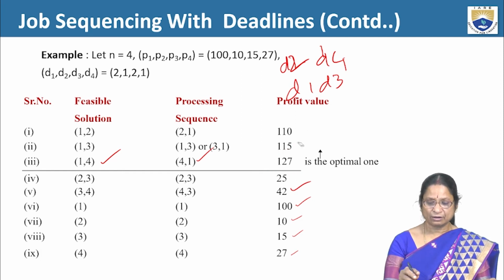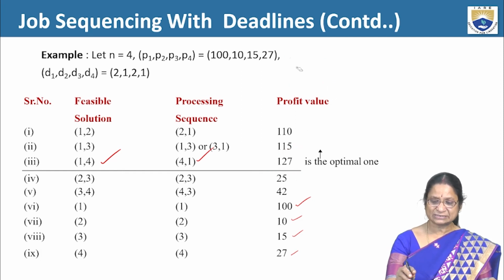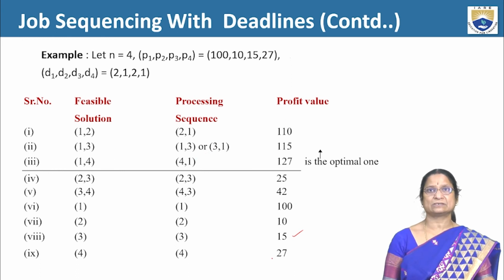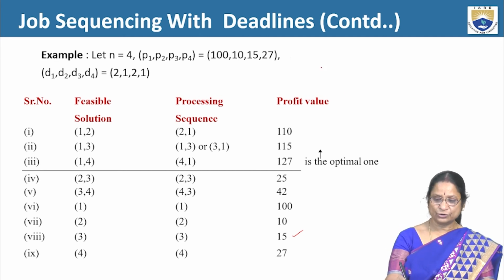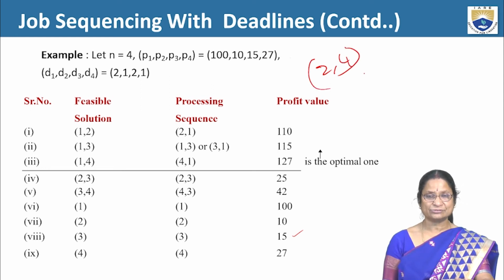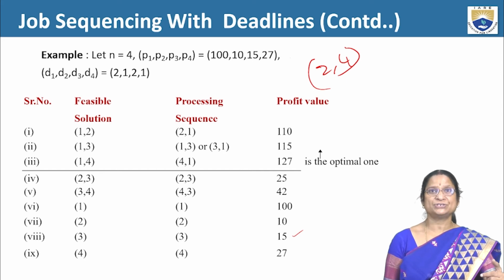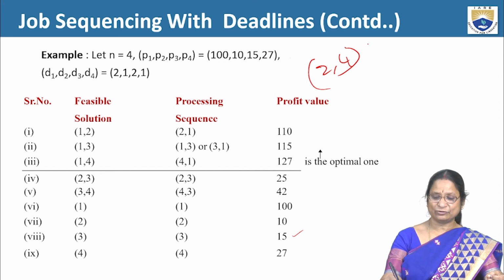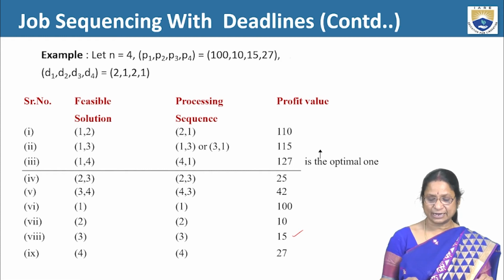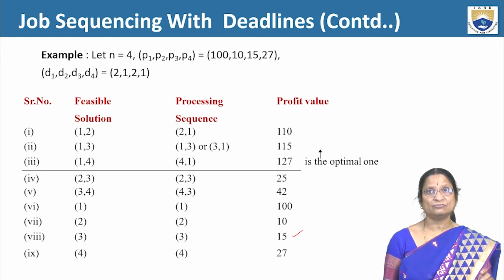So now I hope you understand the feasible solution. Feasible solution means possible solutions. These are all possible solutions. As I told you, 2, 4 is not feasible. Why? Because 2 is having deadline 1, 4 is also having deadline 1. Both cannot be finished in 1 unit of time. So this is not feasible. That means it is not satisfying the constraint. So all feasible solutions are there. Among them, the maximum possible value is 127. That is the optimal solution.